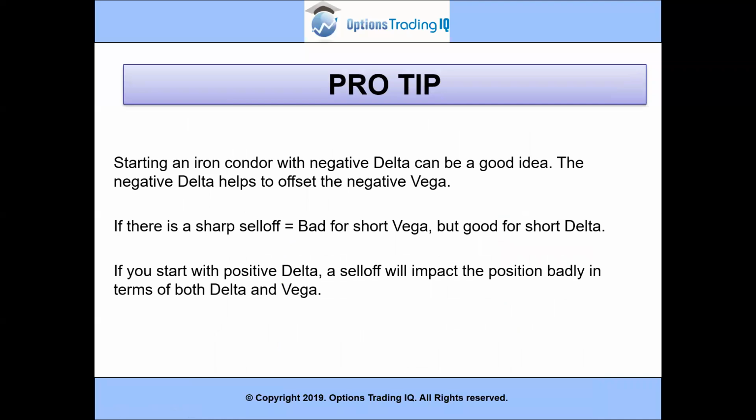All right, so pro tip for you guys. As I said earlier, starting an iron condor with negative delta can be a good idea. The negative delta helps to offset the negative vega. If there's a sharp sell-off, it's going to be bad for short vega, but good for short delta. And as I said, if you start with a positive delta, a sell-off will impact the position badly in terms of both delta and vega. So it's that old double whammy that I talked about.